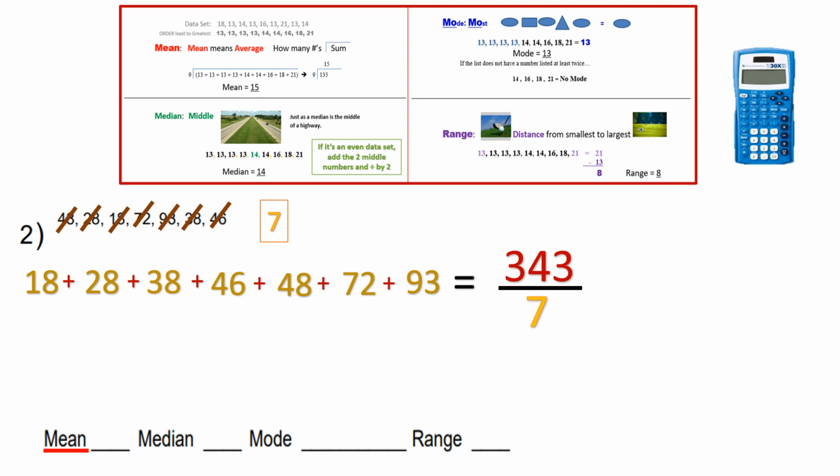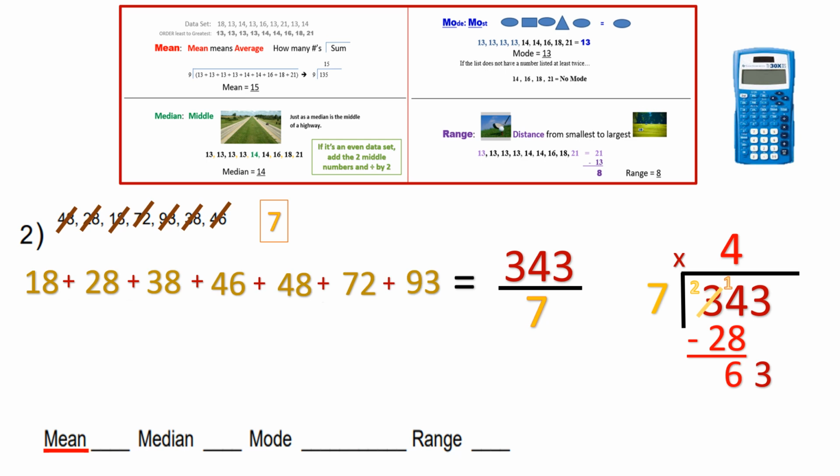Then I simply divide by how many there are. 343 divided by 7. So 7 will go into 34 4 times, which is 28. I have to borrow in order to subtract, and then I have 14 minus 8, which gives me 6. Bring down my 3, and 7 will go into 63 9 even times, which gives me a remainder of 0. So I know my mean, my average of the data set for question 2, is 49.